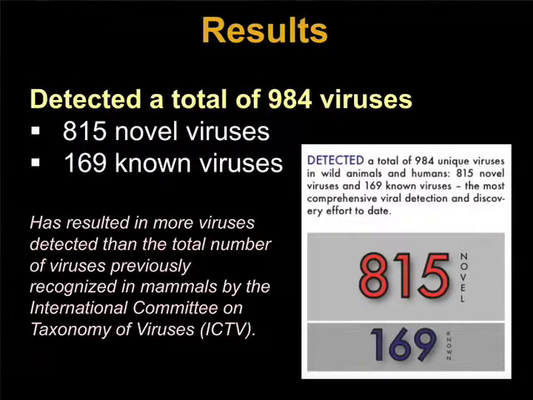So overall, we've detected in the last 5 years, or really the last 2.5 years since the first half of the project, we were setting everything up, we've detected a total of 984 distinct viruses. In total, 815 of those were new viruses. So essentially, this project's resulted in more viruses detected than the total number of viruses previously recognized in mammals by the International Committee for Taxonomy of Viruses, the ICTV, which is the international organization that names and distinguishes viruses as new viruses and adds them to the list.